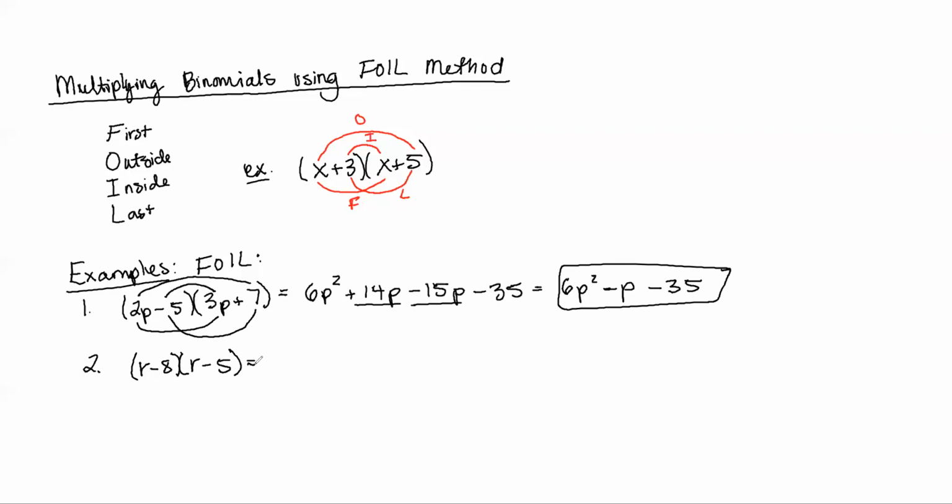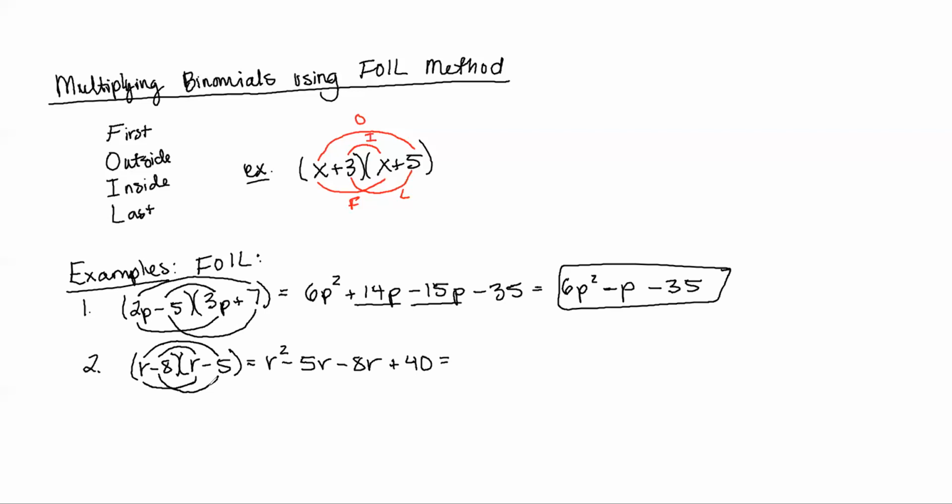But if we're gonna FOIL this, we'd multiply our first terms. So r times r is r squared. Outside, r times negative 5 is negative 5r. Be careful with the signs. Inside terms, negative 8 times r, negative 8r. And our last terms, negative 8 times negative 5 is a positive 40. Be really careful with those negatives. Don't forget that that's still the sign of that number.